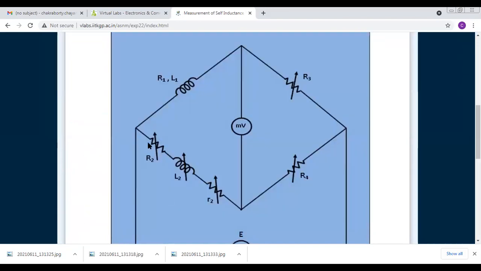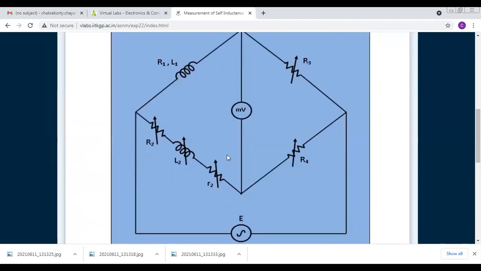Look, here is the Maxwell bridge. The Maxwell bridge deals with the self inductance. Sometimes it is asked, is the Maxwell bridge an AC bridge or a DC bridge? Of course, self inductance occurs due to AC or some frequency. Frequency is required, so this deals with AC, and this is an AC bridge.